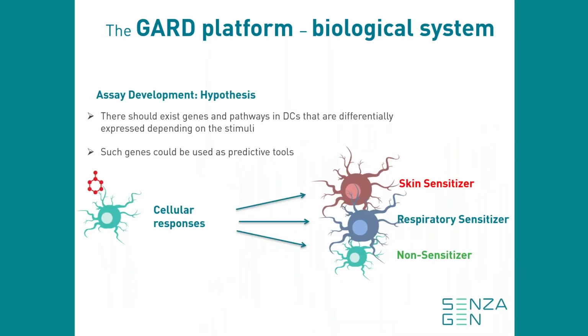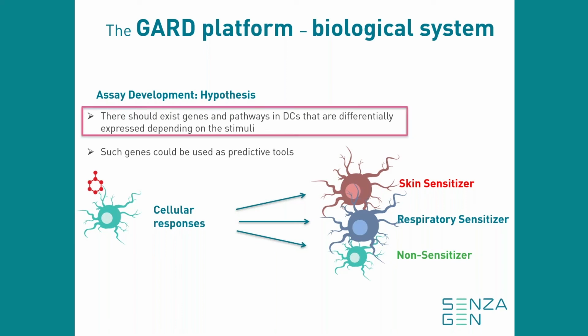So based on this, we early on hypothesized when we developed our assay that it should be possible to identify new genes in dendritic cells that are differentially regulated depending on whether they were stimulated with a non-sensitizer, a respiratory sensitizer, or a skin sensitizer. And of course, if we could identify that specific subset of genes, we could also use them as a predictive tool. So I would like to start with the first thing here. How do we actually identify the differentially regulated genes in the cells?